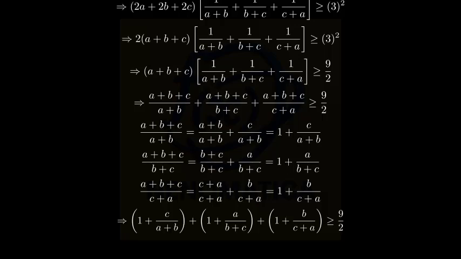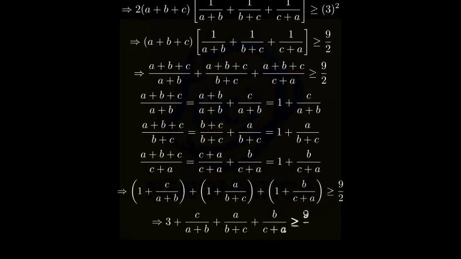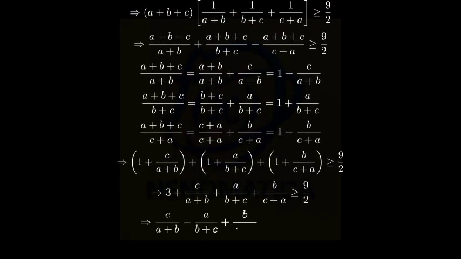Now let's combine like terms. The 1's sum to 3, so we get 3 plus c over a plus b, plus a over b plus c, plus b over c plus a is greater than or equal to 9 over 2. Subtracting 3 from both sides, we get c over a plus b plus a over b plus c plus b over c plus a is greater than or equal to 9 over 2 minus 3, which is equal to 3 over 2. And there we have it.